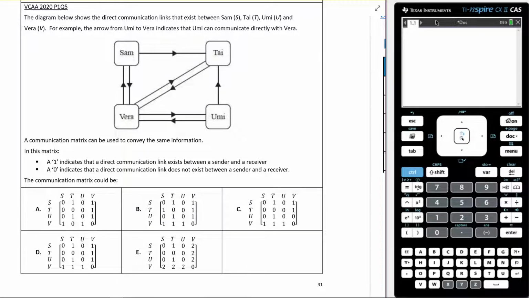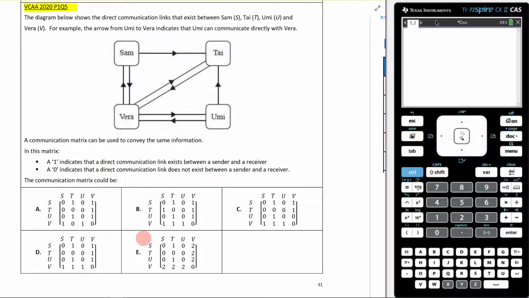Let's now answer this question here. It is VCAA 2020, Paper 1, Question 5. The diagram below shows the direct communication links that exist between Sam, Tai, Umi, and Vera. For example, the arrow from Umi to Vera indicates that Umi can speak directly to Vera. A communication matrix can be used to convey the same information. In this matrix, a 1 indicates direct communication, 0 indicates there is no communication.